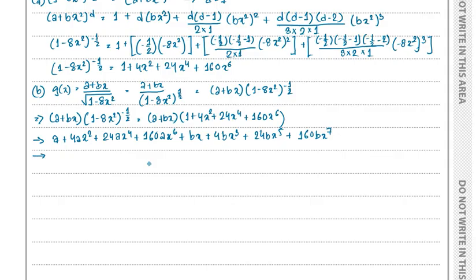So if I just arrange it in the proper order, then this would be a, which is the first term here. The second term is bx, so the second term is this with x to the power 1. The third term would be 4ax squared, x with x to the power 2. The fourth term would be 4b x to the power 3. The fifth term would be 24a x to the power 4.